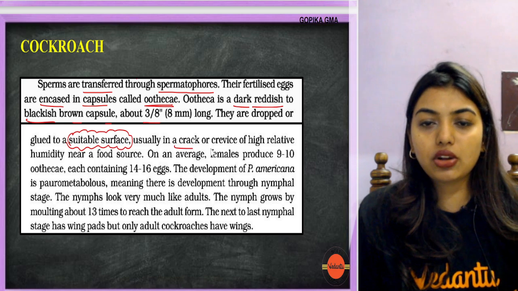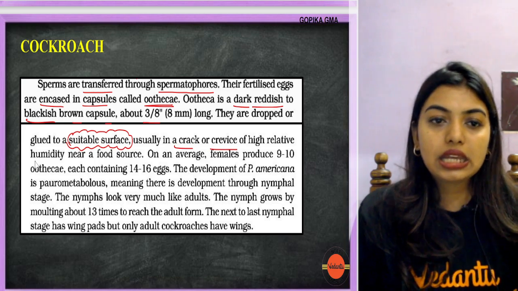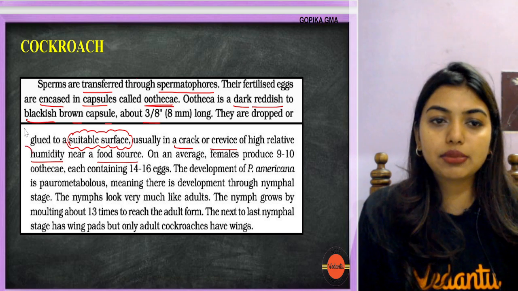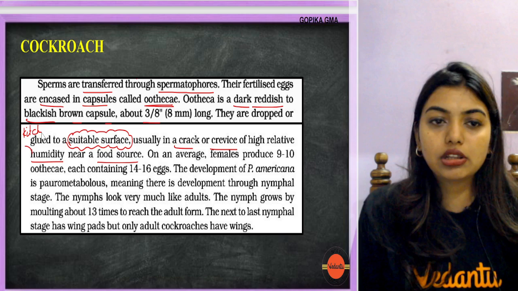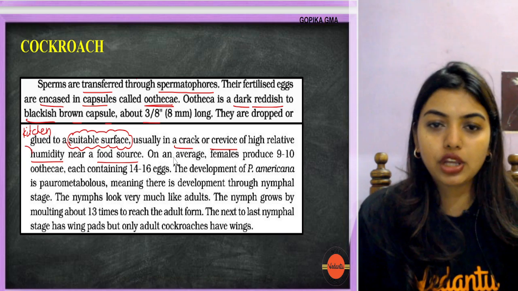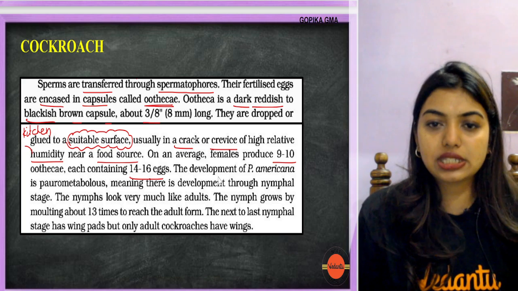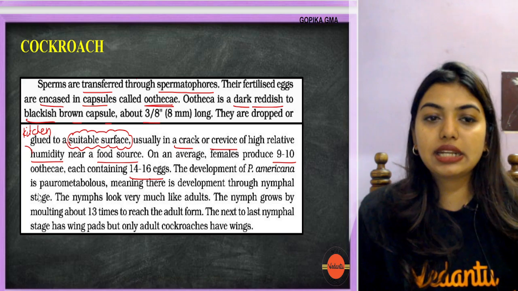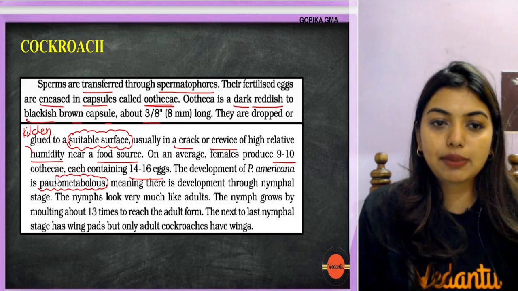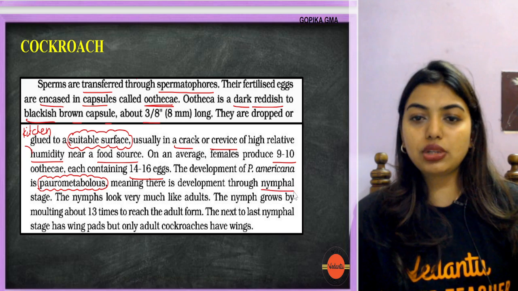usually a crack or a crevice, relatively humid, near a food source. That's why you usually see them near the kitchen sink or the bathroom sink, where they'll be able to get food. On an average, a female produces 9 to 10 ootheca, each containing 14 to 16 eggs. The development of Periplaneta is paurometabolous. Paurometabolous means their development is through nymphal stages.